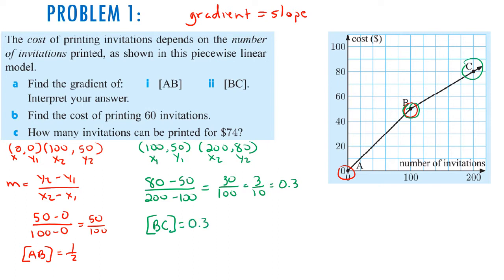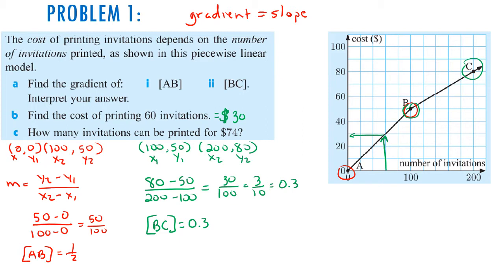Part B is asking us to find the cost of 60 printed invitations. So each mark on the x-axis is going by 20. So if we're at 60 invitations, the cost is $30. Then it says how many invitations can be printed for $74.